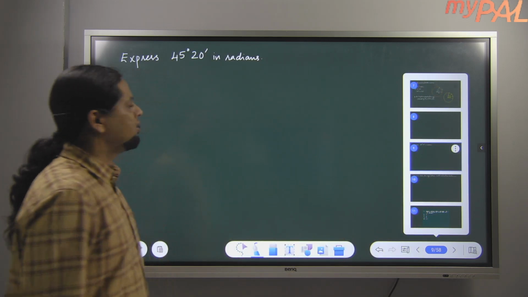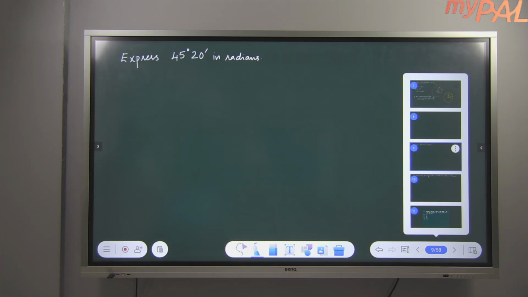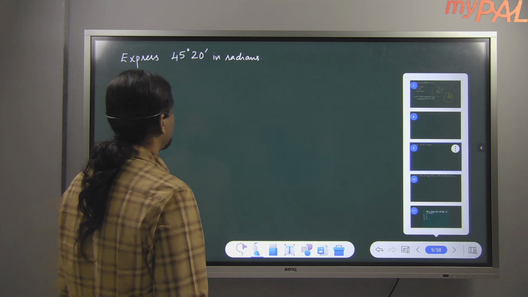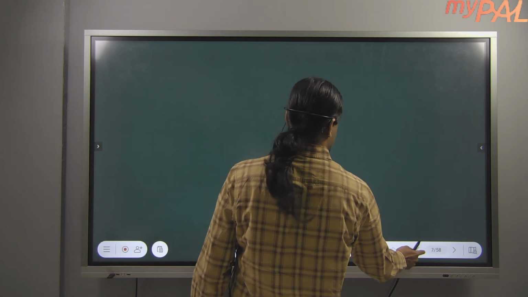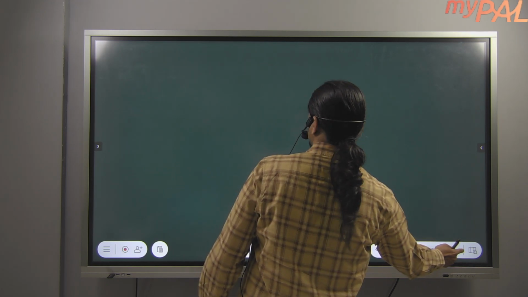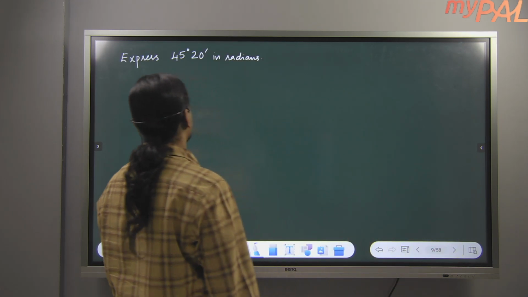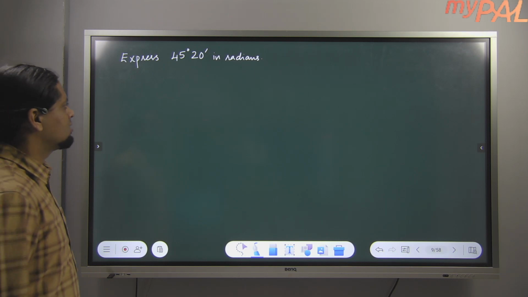Let me take up a very simple example on the same. These are easy questions which will be asked. So let's see what the question is about. It says that you have to convert 45 degrees 20 minutes into radians. Yes, you have to convert 45 degrees 20 minutes into radians. So how do we do it?